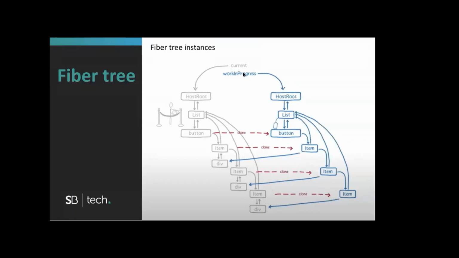As I mentioned, the linked list algorithm will happen only on the work in progress tree in order to traverse and find out what has changed. Once these changes are computed using the linked list tree, the corresponding update will happen to the current tree. I'll explain that in the next slide.